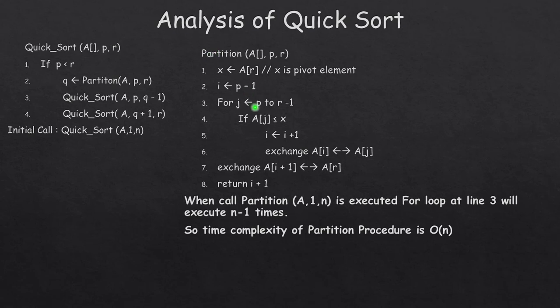So this will execute from 1 to n minus 1 because p is 1, r is n. This for loop will execute n minus 1 times when I am applying the partition procedure on n elements. So when the call partition(A, 1, n) is executed, the for loop at line 3 will execute n minus 1 times. So the time complexity of the partition procedure is O of n.